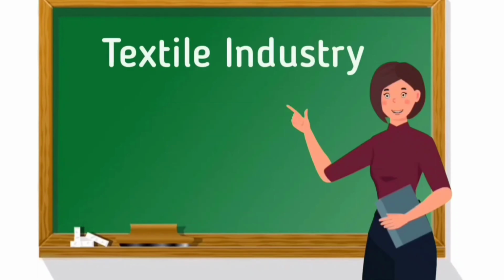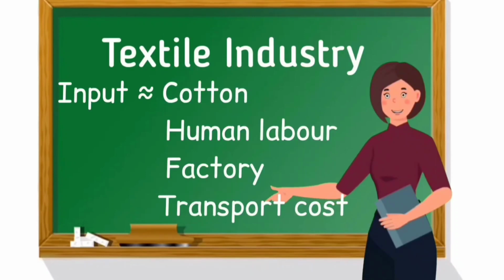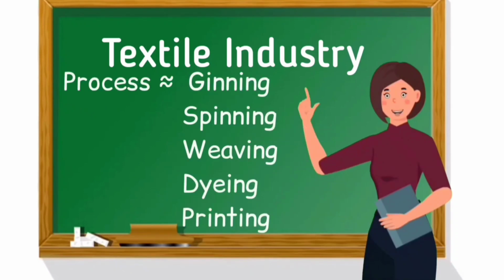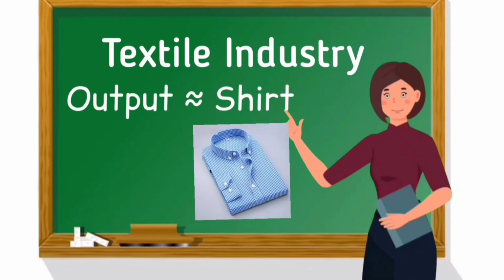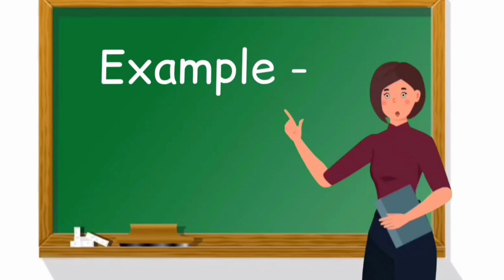In case of textile industry, input may be cotton, human labor, factory and transport cost. Thus, the process includes ginning, spinning, weaving, dyeing, printing and output is a shirt you wear. As for example, we will take one example of Arvind Mill.